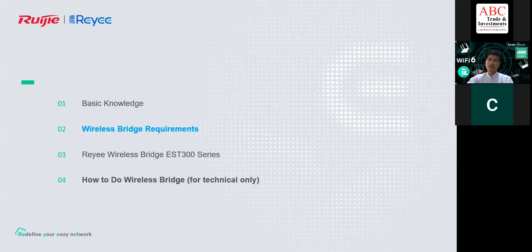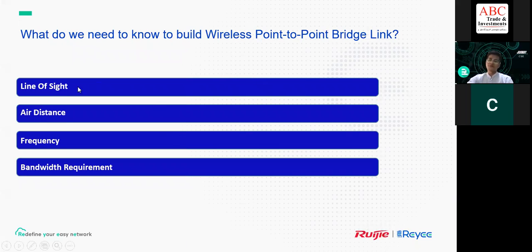Okay, so here I mentioned the four different ways. The first one is really important, line of sight. So if you have a plan for the wireless bridge, you need to consider the line of sight. Another is the distance, another is the frequency, and the bandwidth requirements. Okay, you need to consider this before you do the installation.